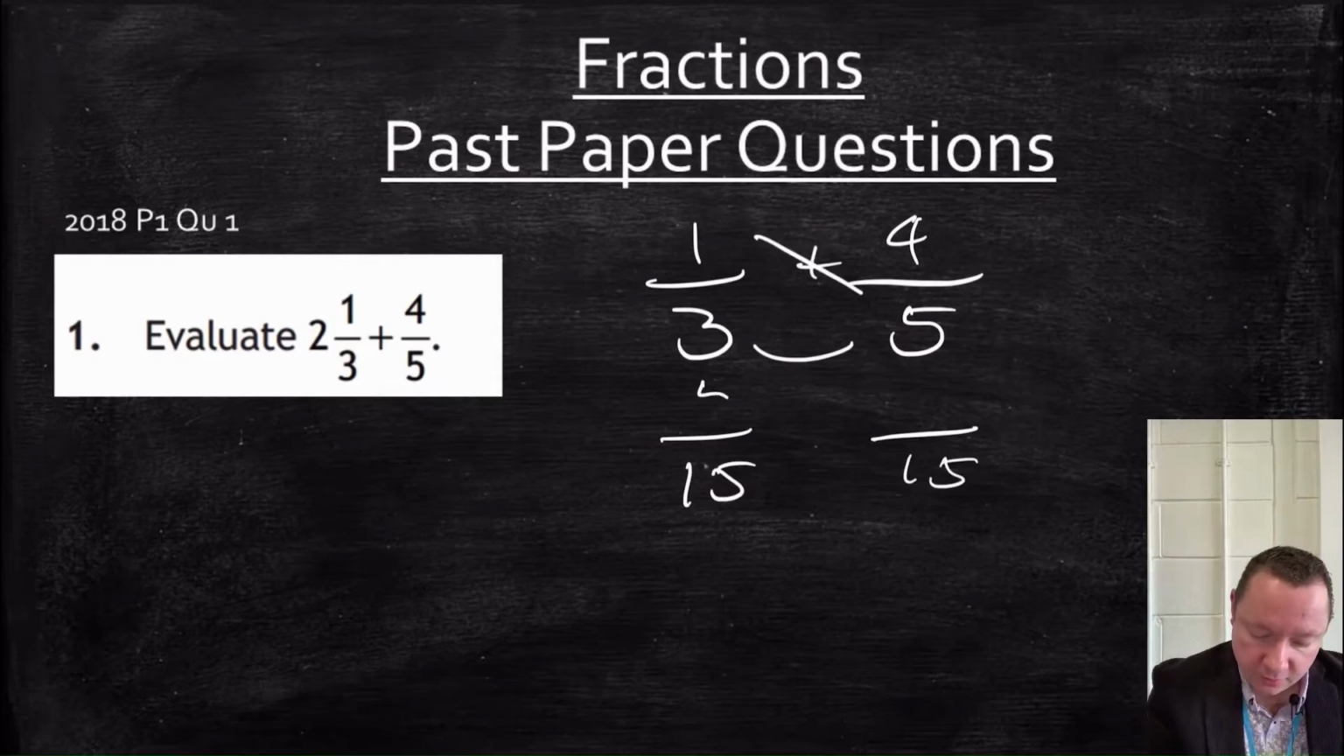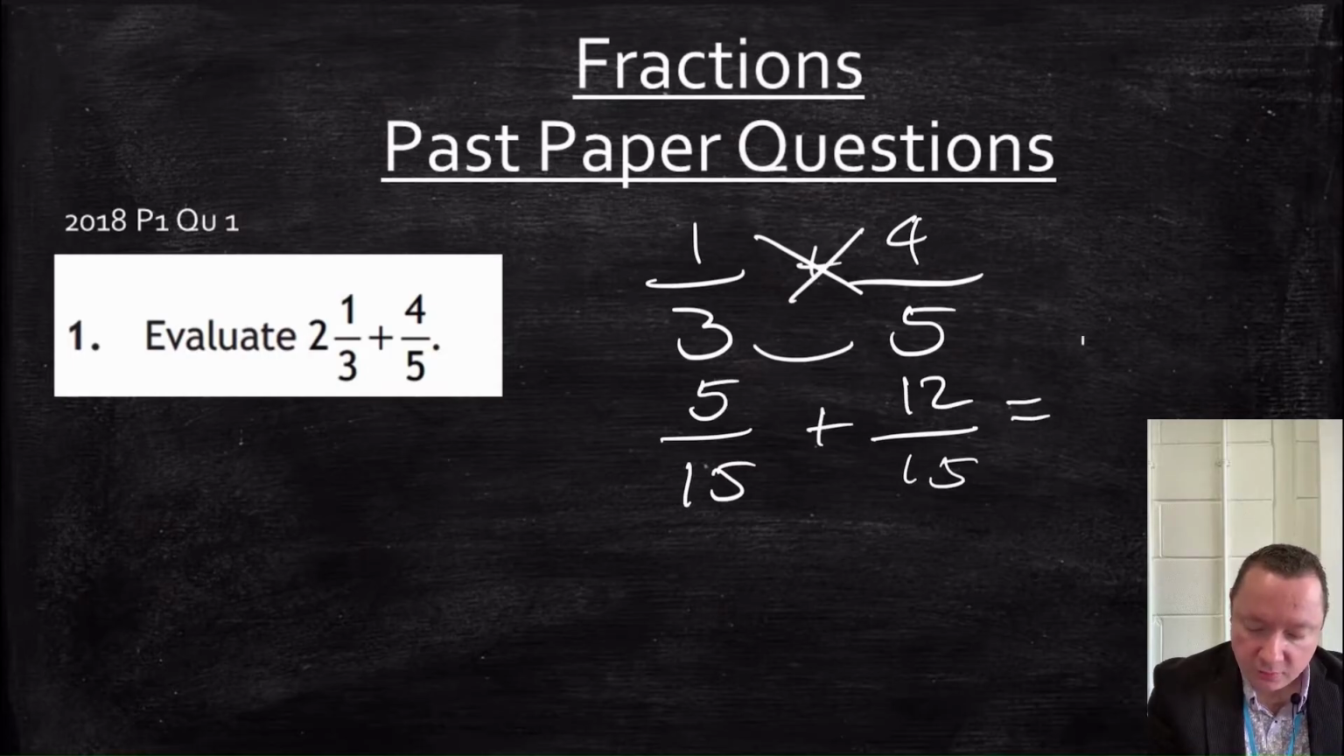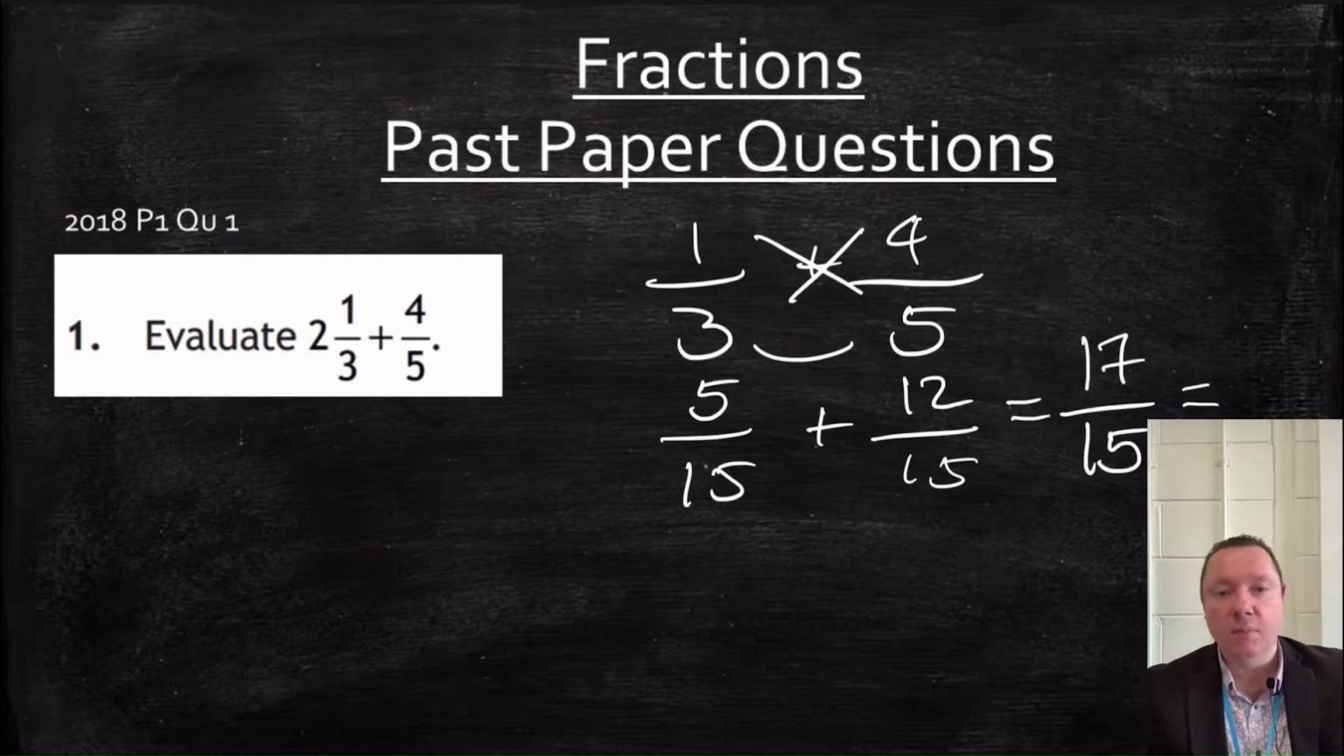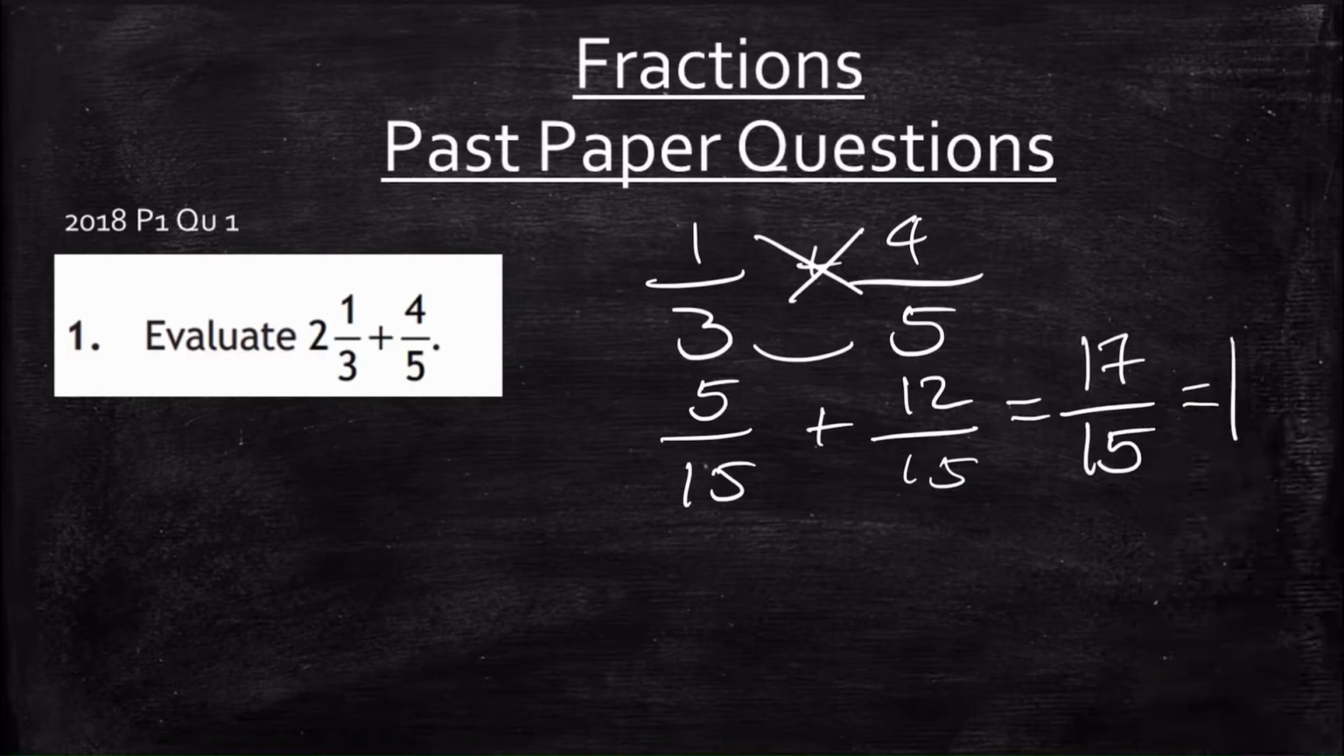1 times 5 is 5 for the first fraction. 4 times 3 is 12. Putting it together, I get 12 plus 5 is 17 over 15. Changing it back to a mixed number, I get 1 and 2/15, because 15 goes into 17 one time with 2 remainder.